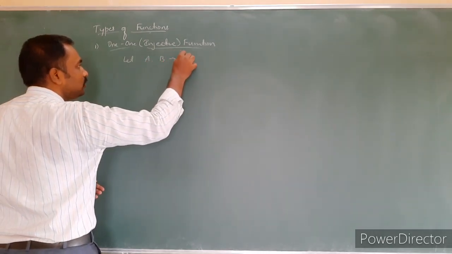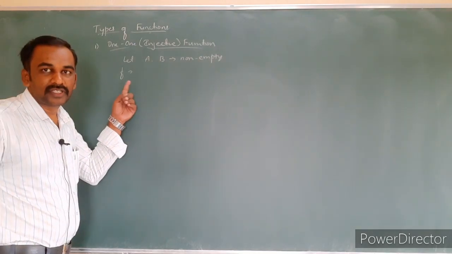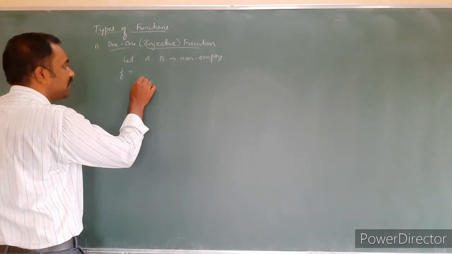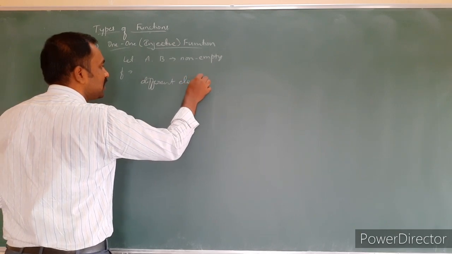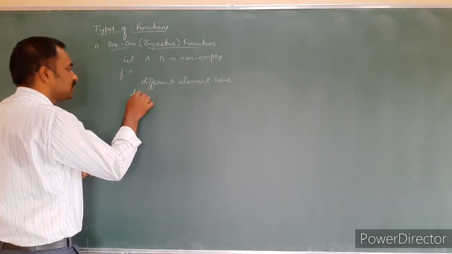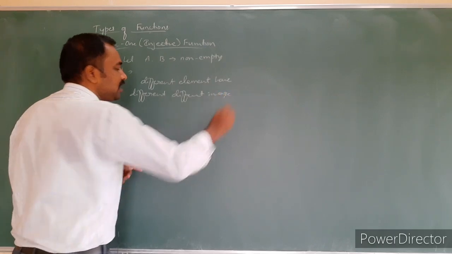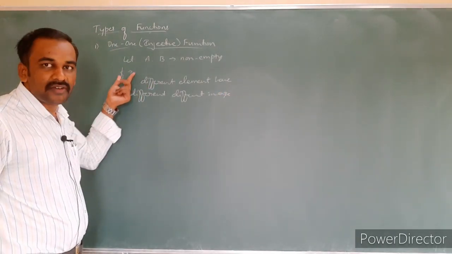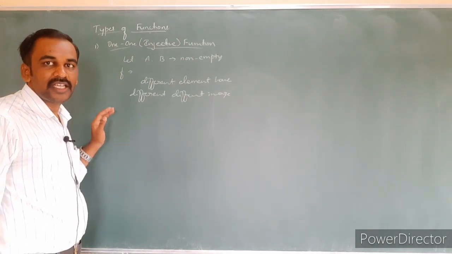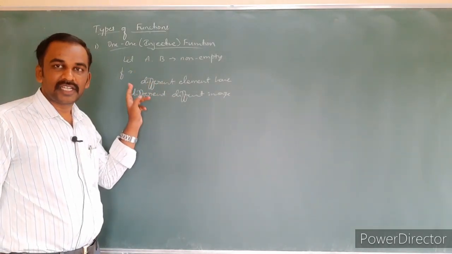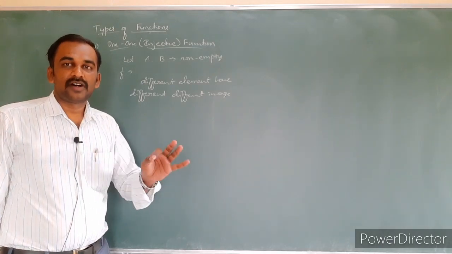Let A and B be any two non-empty sets. f is said to be a one-one function only when different elements have different images. When it is a function, every element of the set A has a unique image, one and only one image. If all the different elements of the set A have different images, in such a case we can say that it is a one-one function, or injective function.